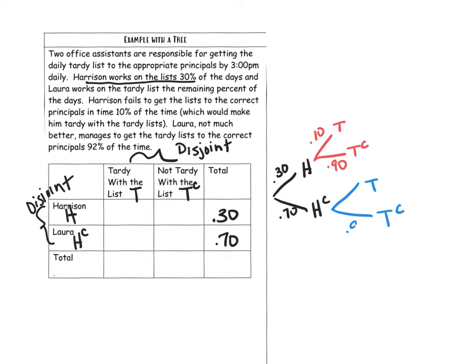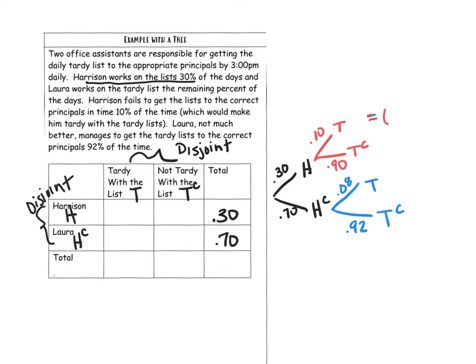So not tardy is 0.92, and tardy is 0.08. And remember, I'm getting these because these have to add up to 100%. Just like these have to add up to 100%, and these branches add up to 100%. And now, here's the thing I'm going to do. I'm going to assume independence. And that literally means that I can multiply every one of these branches.